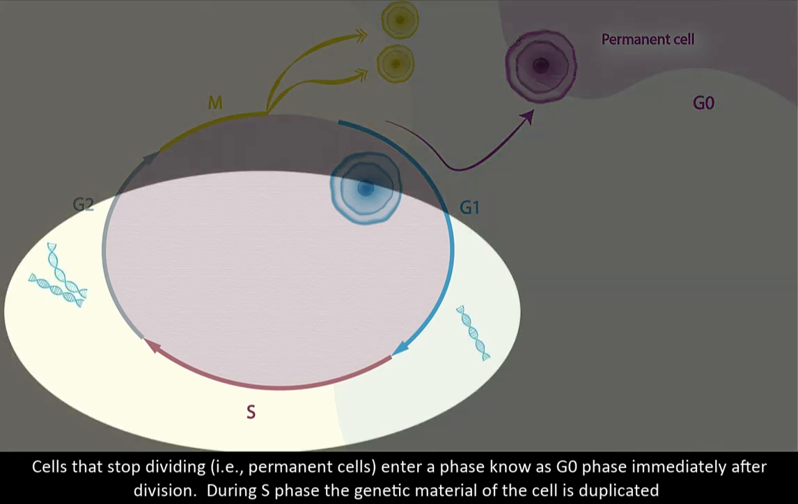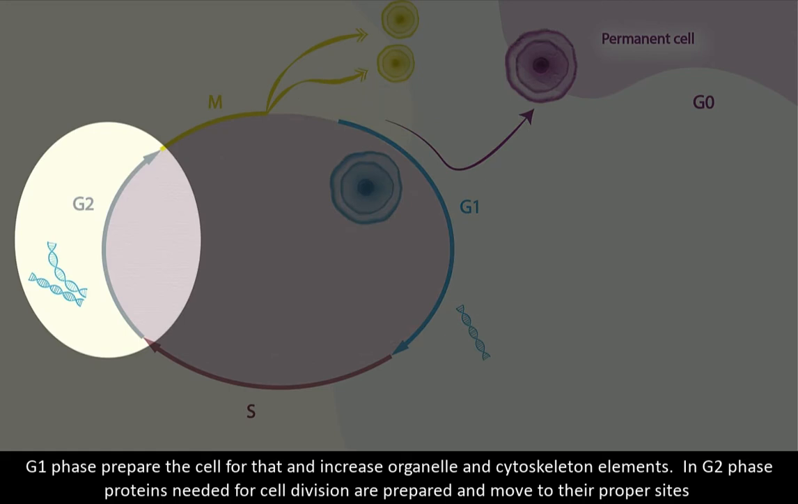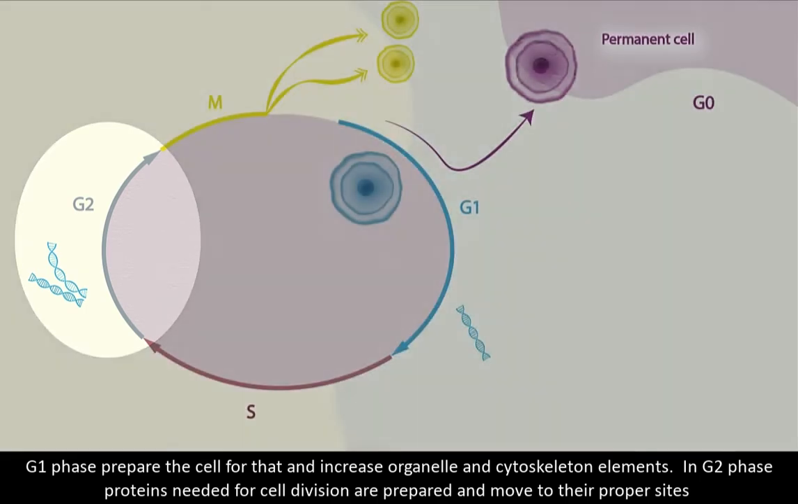During S phase, the genetic material of the cell is duplicated. G1 phase prepares the cell for that and increases organelles and cytoskeleton elements. In G2 phase, proteins needed for cell division are prepared and moved to their proper sites.